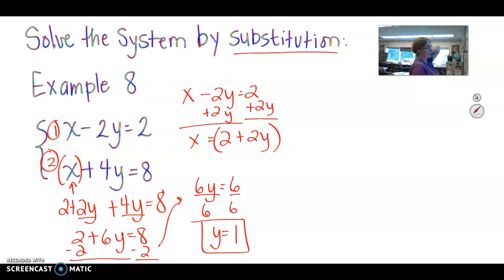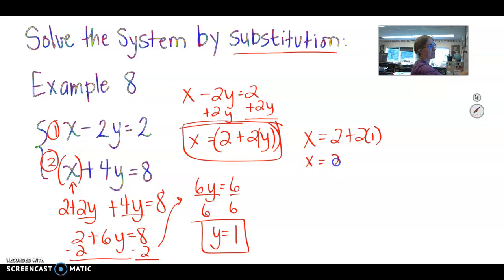Now, if I know that y equals 1, you can plug it into equation 1 or 2, or you can plug it into this rearranged equation, which is going to be the easiest, because it's solved for x. So if I put 1 in here for this y, I can get my x. So x equals 2 plus 2 times 1. 2 times 1 is just 2. So 2 plus 2 is my x, which is 4. So my solution is 4, 1.